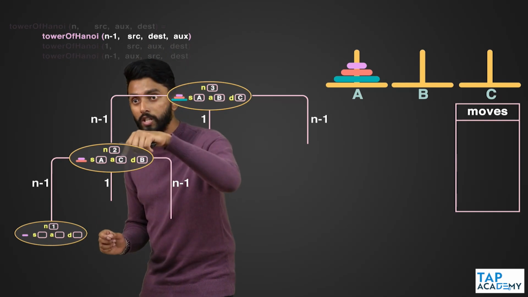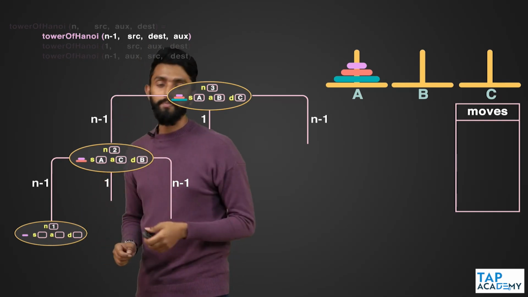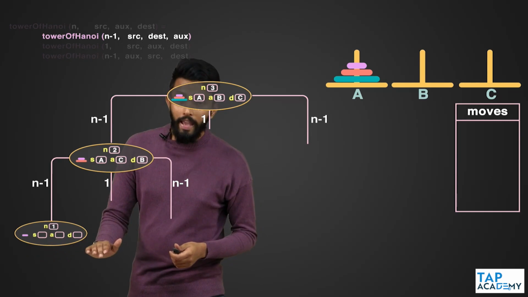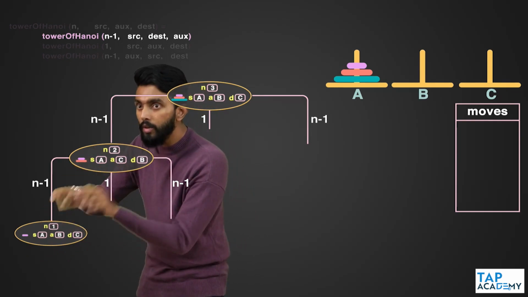Whatever is there inside auxiliary should become destination. So C. Would you agree? So ultimately A to C it should go. And that is exactly what happens.